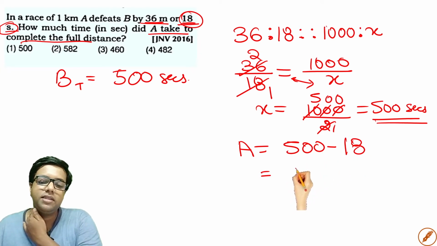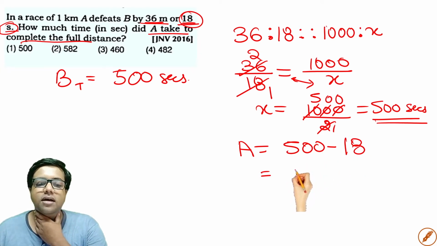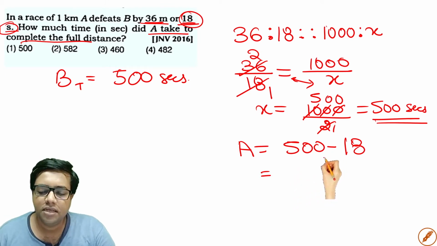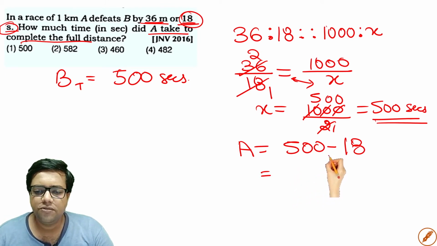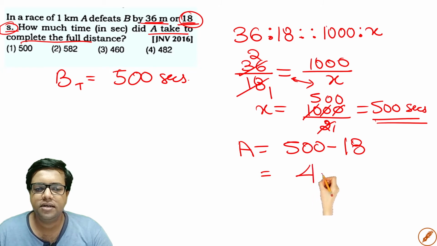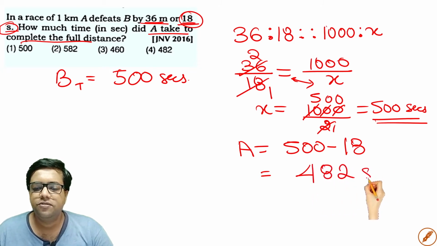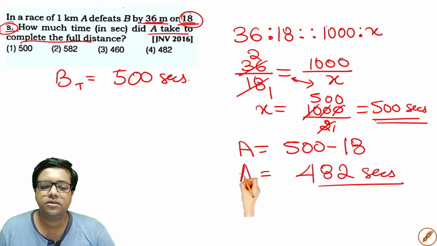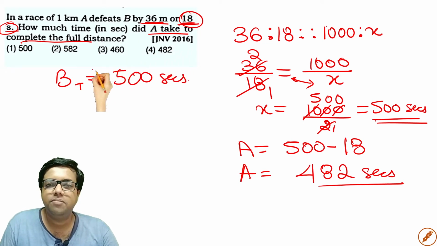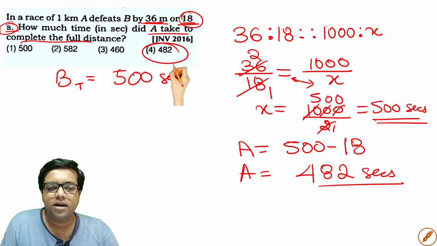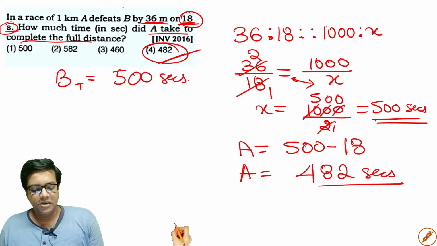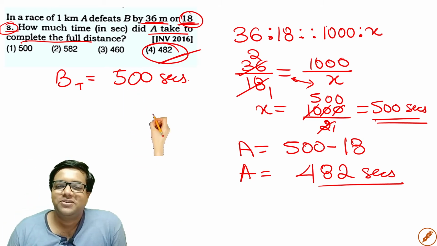So what will be the answer for this? I think it will be 482 seconds. So the time taken by A to complete the full distance is 482 seconds. Option 4 is the right answer for this question.